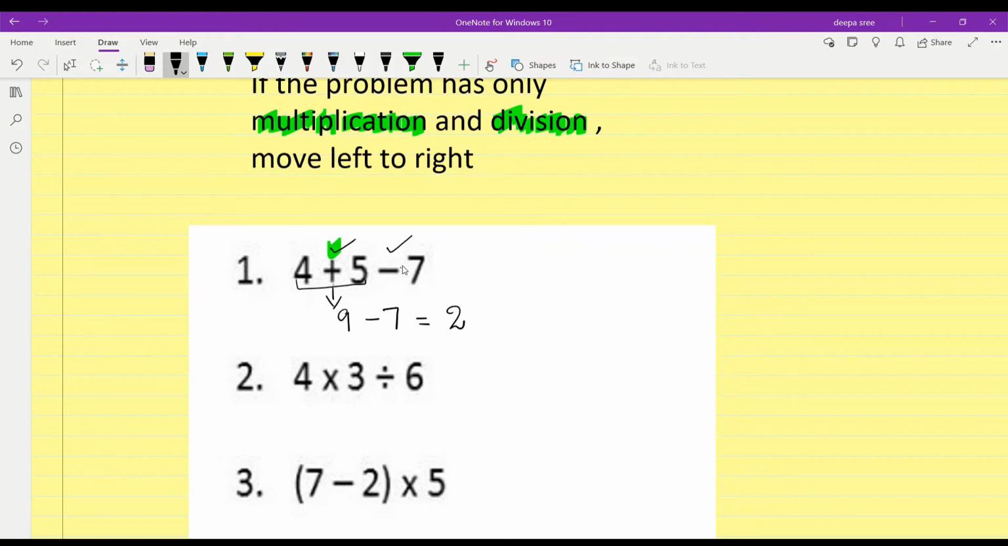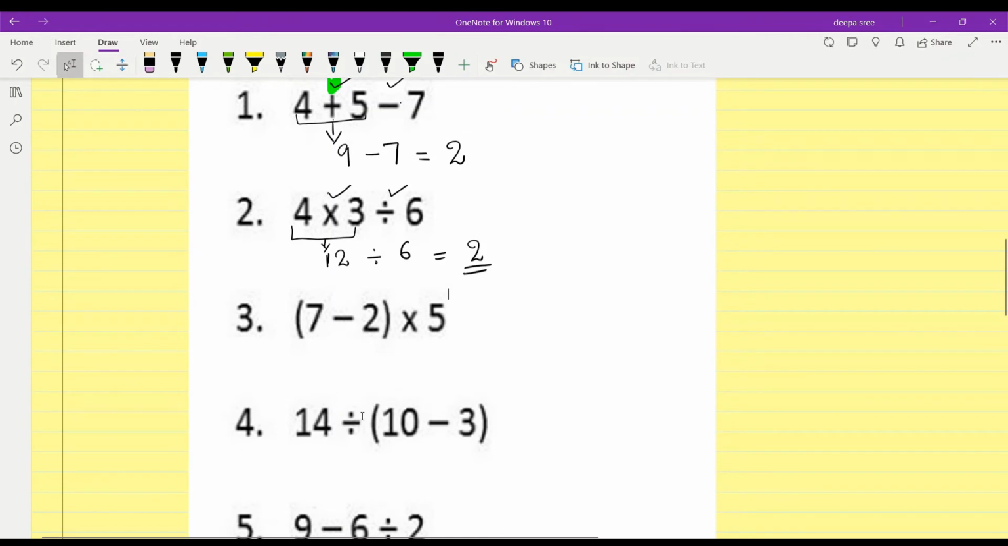Now in the second question, the two operations present are multiplication and division. If there is only multiplication and division, then we can do the simplification from left to right. The first two numbers are 4 into 3. We should not go through the BODMAS order here; there is no need. Directly we can simplify from left to right. So 4 into 3 is 12, divided by 6. 12 divided by 6 is equal to 2.